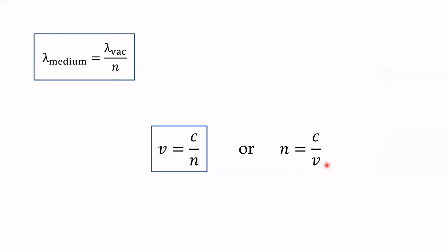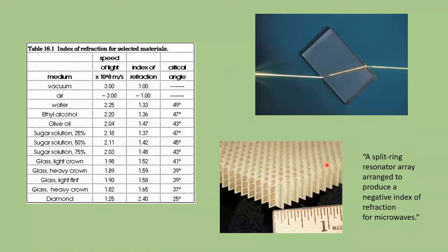No. You see, index of refraction is going to come up in another context later in the semester when we talk about Snell's law and the bending of light. So a negative index of refraction means that the light bends the opposite direction from what you would normally expect. We'll come back to that. So as far as you're concerned right now, n is always greater than 1, unless you're talking about vacuum.